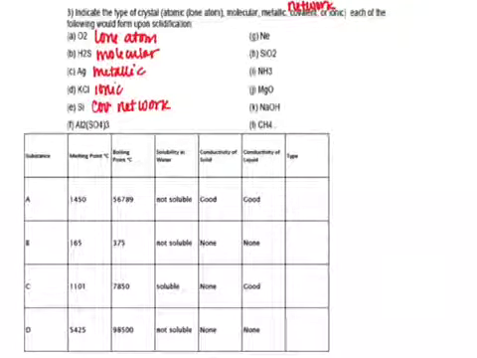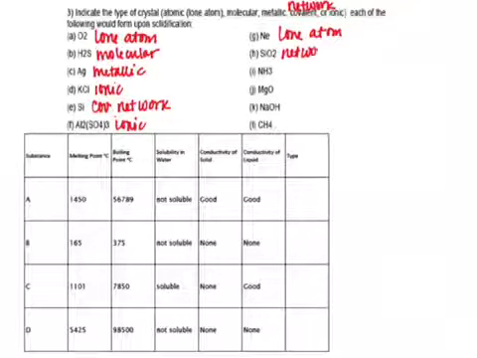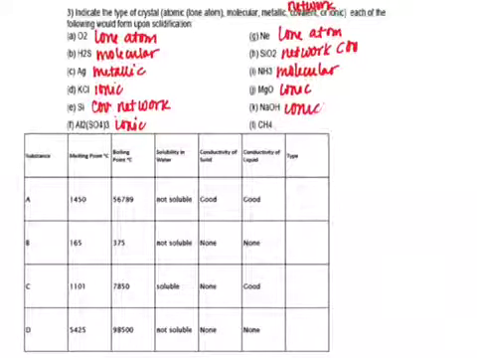Aluminum sulfate. Ionic. Neon. Lone atom. Silicon dioxide. Network covalent. Ammonia. Molecular. Magnesium oxide. Ionic. Sodium hydroxide. Ionic. Methane. Molecular.